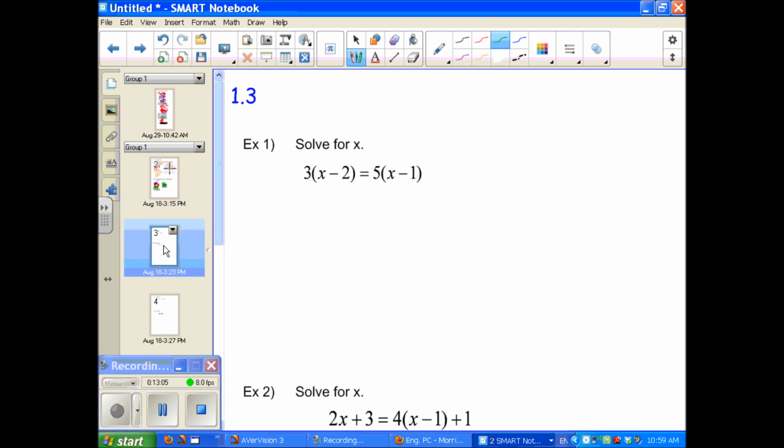All right, that was all 1.2. That's all we needed out of there. 1.3. Just solving equations, just like in algebra. What should I do first here? Try to get x. My ultimate goal is to get x alone.